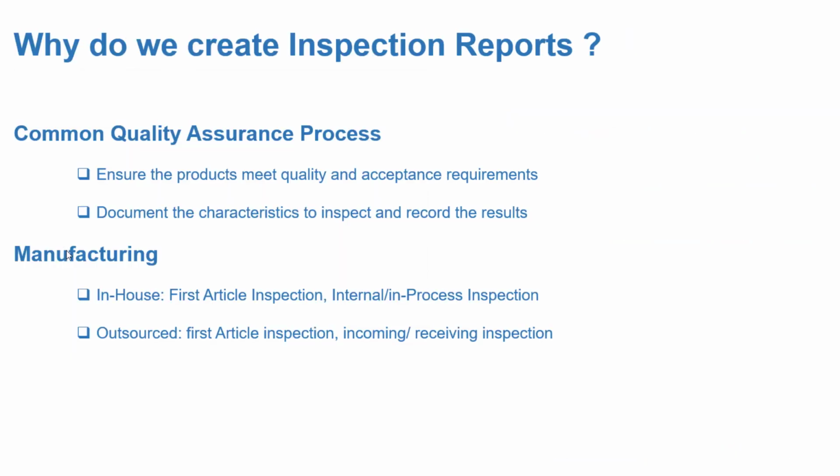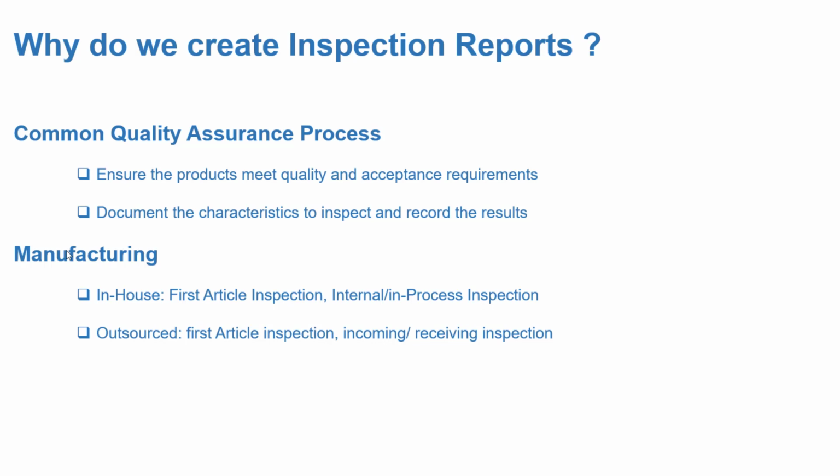So normally the question arises, right? Why do we create these inspection reports? The first thing is to deal with the common quality assurance process, to ensure the products meet quality and acceptance requirements. The next thing is to document the characteristics to inspect and record the results. So these are the two main important things when it comes to QA.